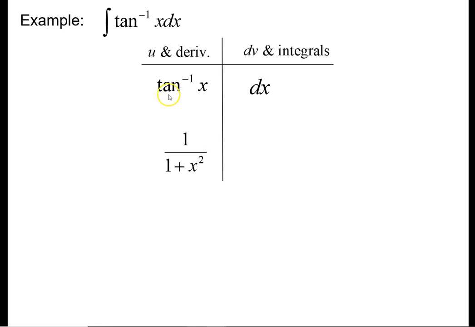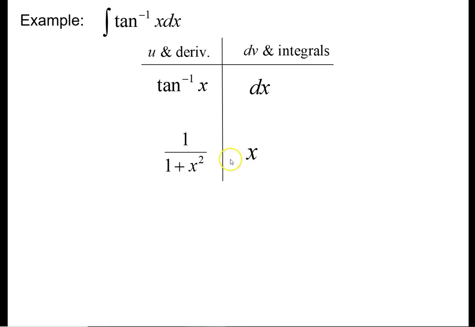All right, so I'm going to do one row at a time. So the derivative of arctangent of x is 1 over 1 plus x squared. The antiderivative of dx would be x. Now, this is not going to be cyclic like the last problem. How do I know when I'm done? How do I know when I stop my table? When you get to a row that if you go across, you can find an antiderivative for it.